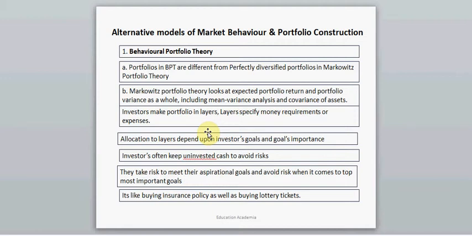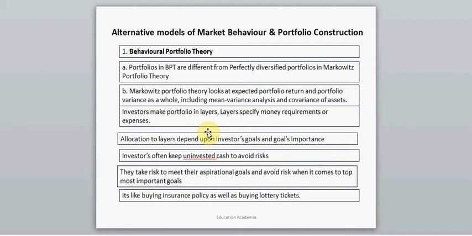So basically Markowitz portfolio theory looks at the overall portfolio return, overall portfolio variance, and the covariance of the assets among themselves, which affects the risk analysis. So the assets are selected in a way that the covariance is minimum. That's the way they are chosen, so that the risk is reduced.